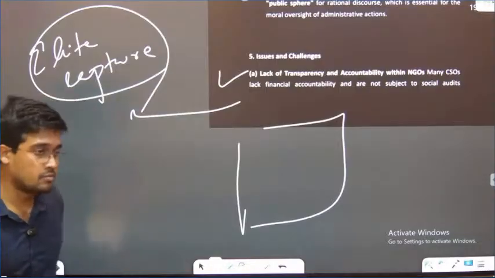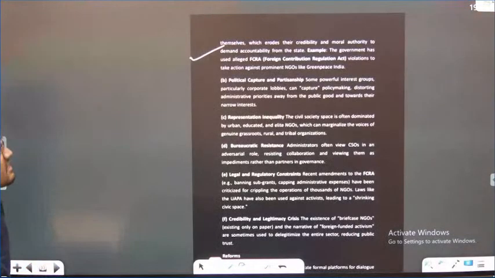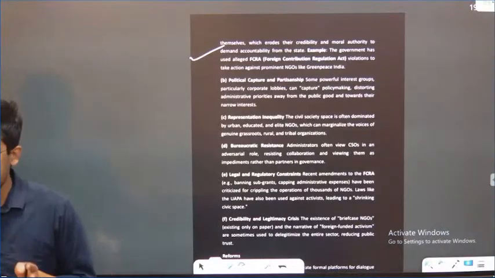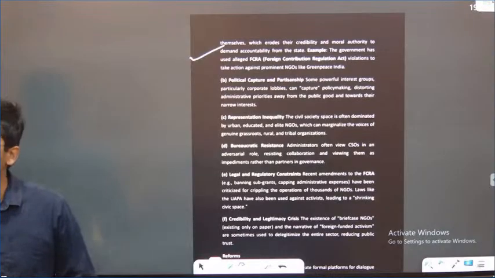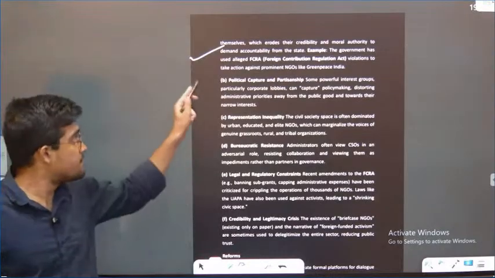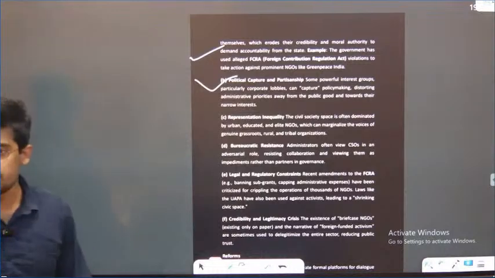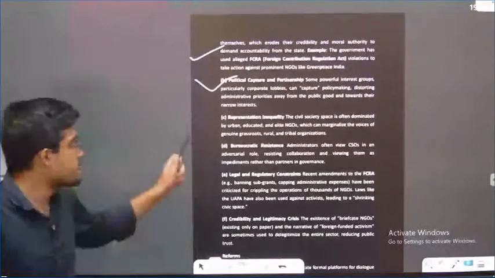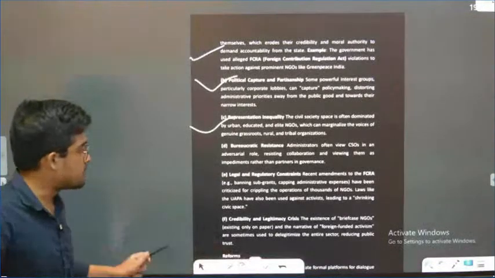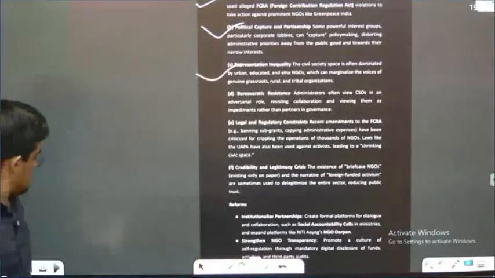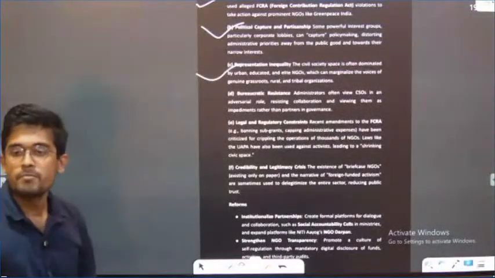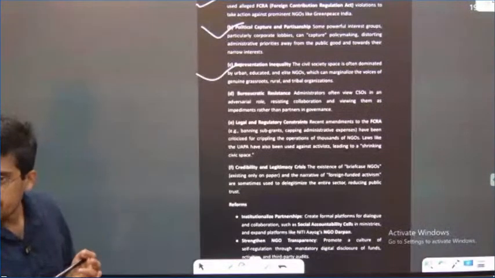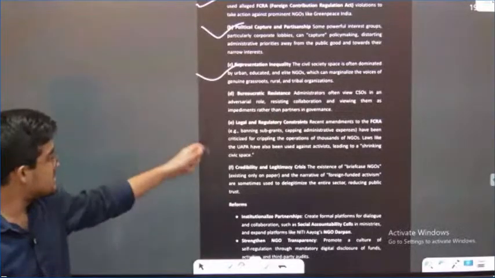You might have seen in the news something called FCRA, the Foreign Contribution Regulation Act. Under this FCRA, the government can see which NGO is getting how much fund from outside. Similarly, political capture and partisanship. So politicians can influence the NGO, civil society to do whatever they want. There is representation inequality. Who are they representing? What kind of citizen group is being represented? That inequality is there.